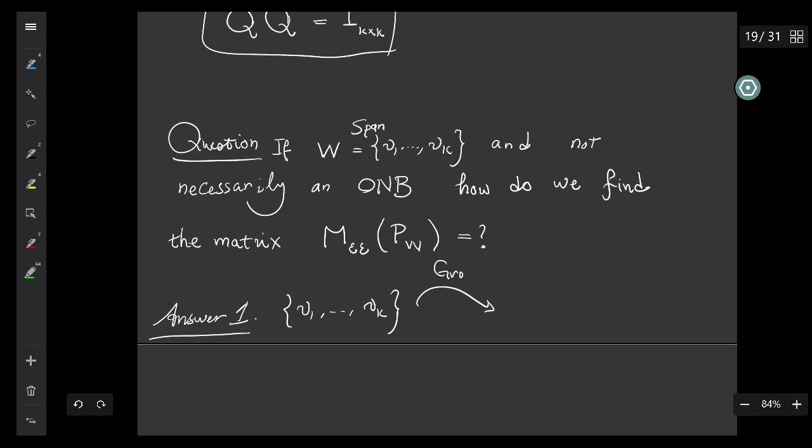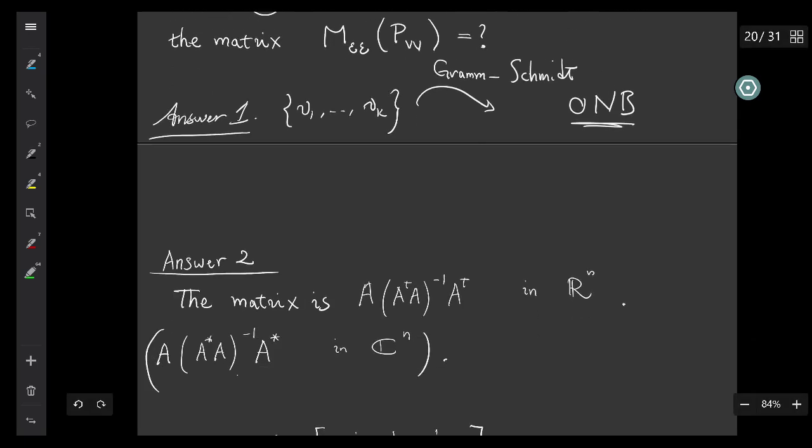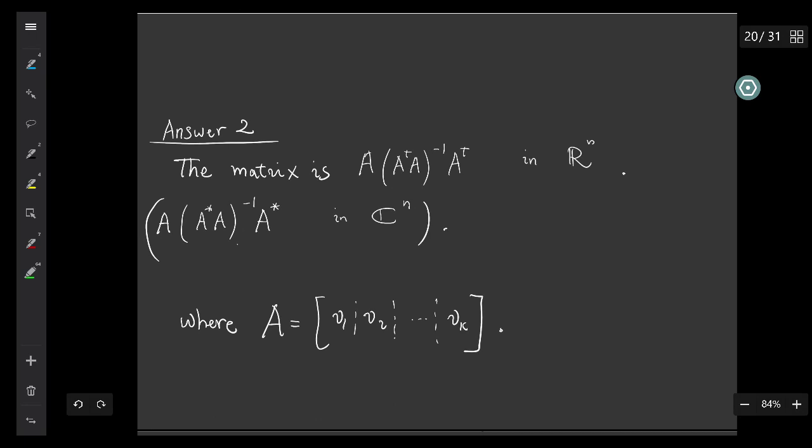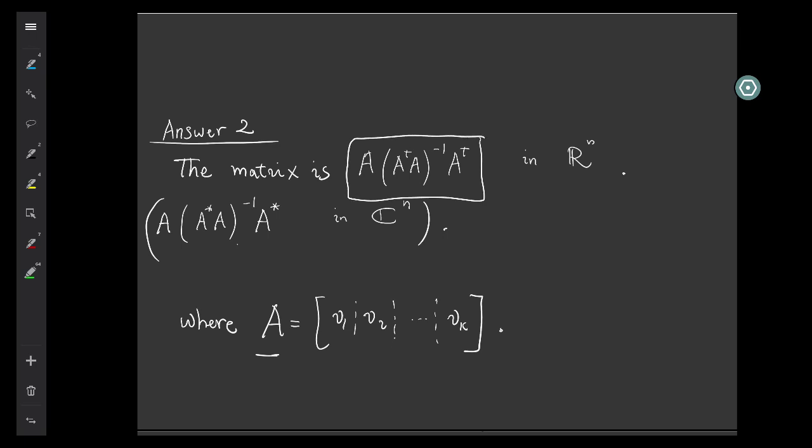Apply Gram-Schmidt to get an orthonormal basis, and then from this orthonormal basis, we have everything. But answer two, which is very smart, says that precisely this matrix can be found using the matrix A, whose columns are v1 through vk, and calculating this thing here: A (A transpose A) inverse A^T.